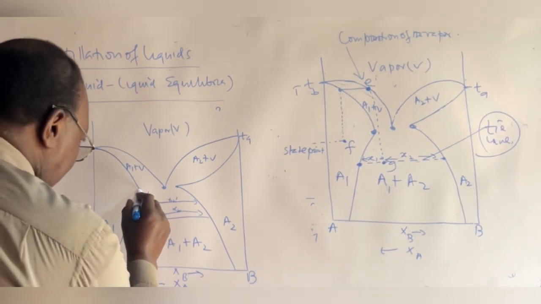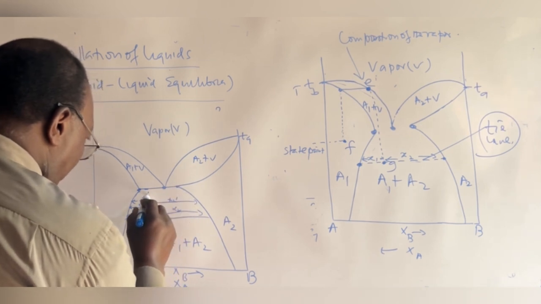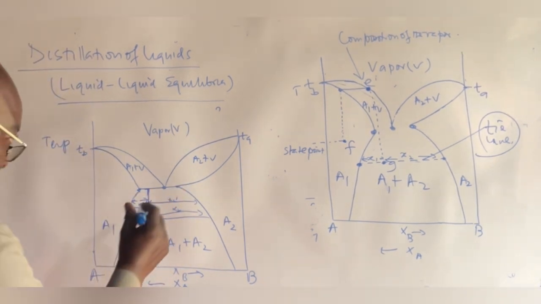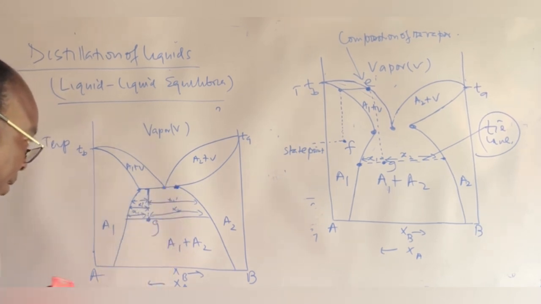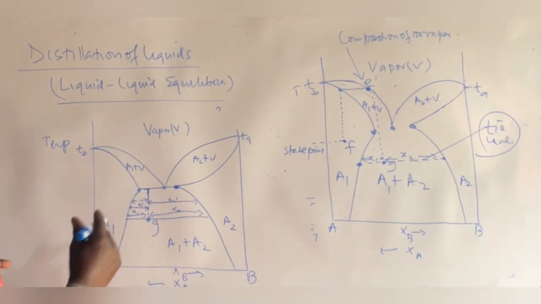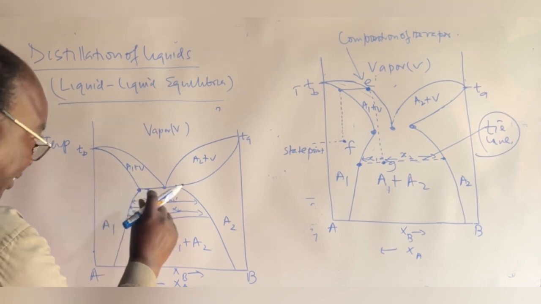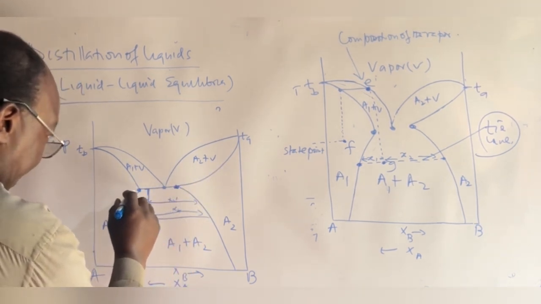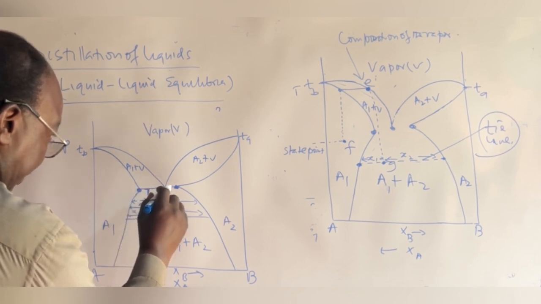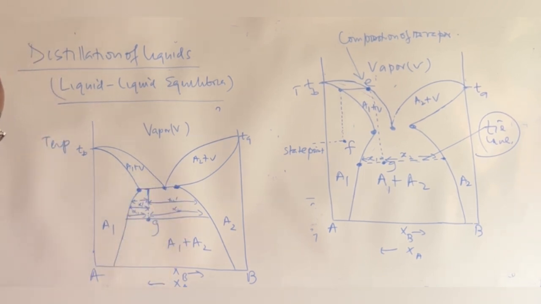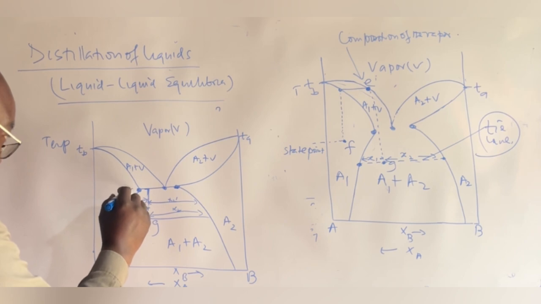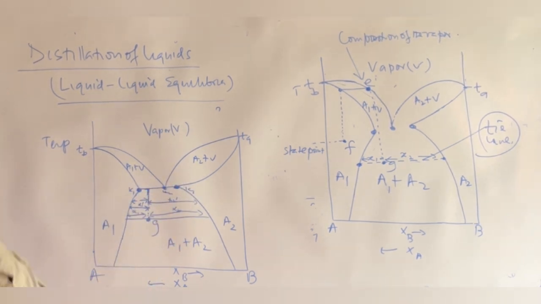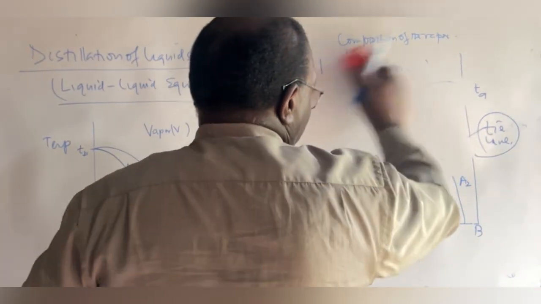Now, when you reach this point here, the temperature becomes constant and the system becomes invariant, because you have three phases coexisting in equilibrium at this particular point. Let's just call them K1, K2, K3. The three phases are coexisting in equilibrium. Now I can erase this.